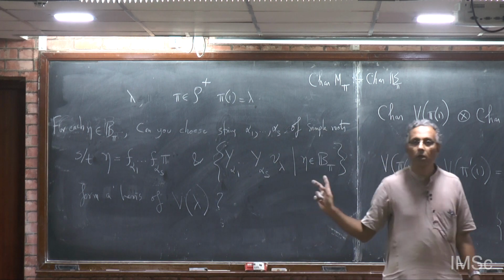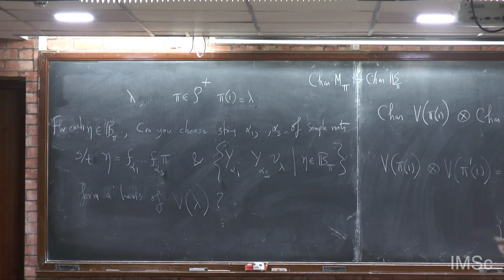Is this okay, or does this make sense? Yes, to each eta you associate a string such that eta is obtained by applying that string on pi. Of course there are many strings you can choose, but you should choose it in such a way that when I apply that same string of y alphas to v lambda and I get a set of vectors, they must be a basis.